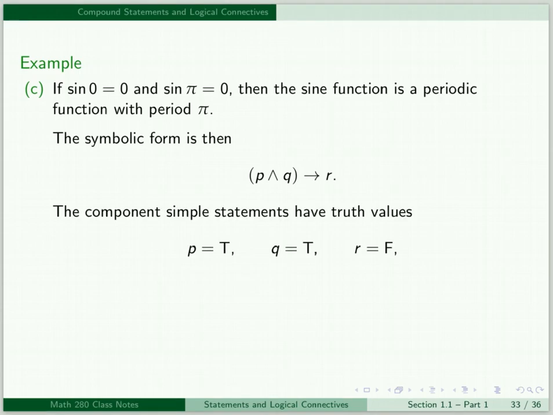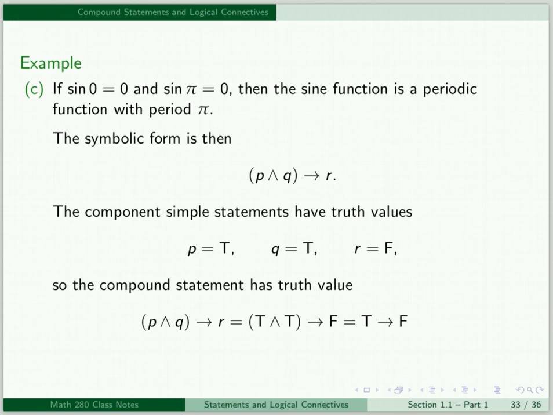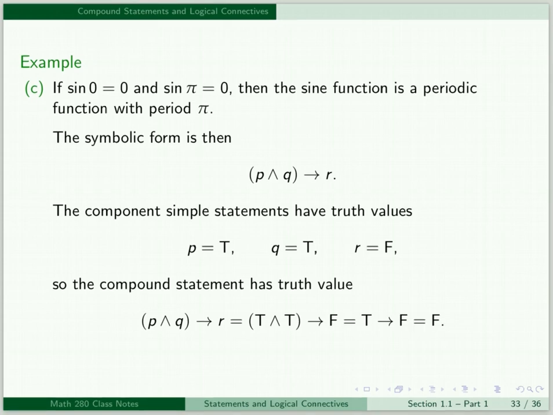The component simple statements have truth values: P is true, Q is true, and R is false. So the compound statement has truth value true and true implies false, and true and true is true, so this simplifies to true implies false. And now, according to the definition of the conditional, true implies false is false. So this is a false statement.